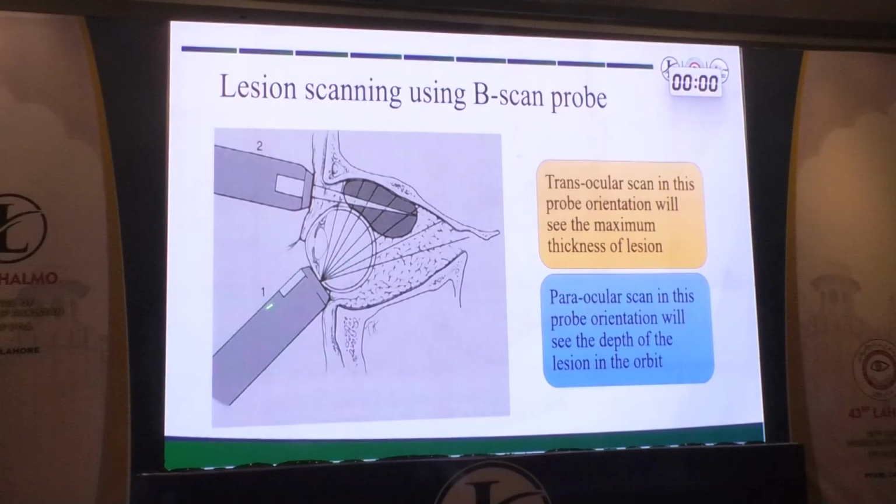So this is the thickness of the lesion, transocular, and this is the paraocular, this is the depth of the lesion.